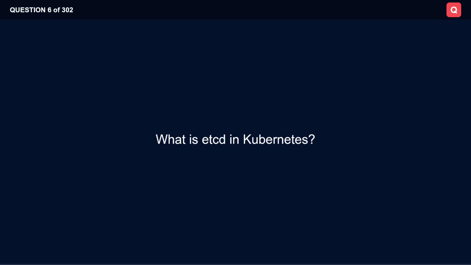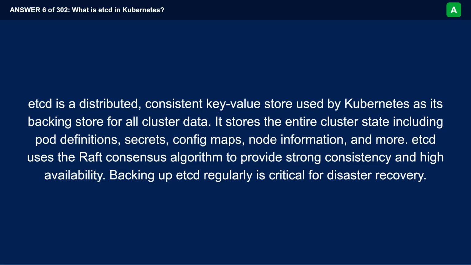What is etcd in Kubernetes? etcd is a distributed, consistent key-value store used by Kubernetes as its backing store for all cluster data. It stores the entire cluster state, including pod definitions, secrets, config maps, node information, and more. etcd uses the Raft consensus algorithm to provide strong consistency and high availability. Backing up etcd regularly is critical for disaster recovery.